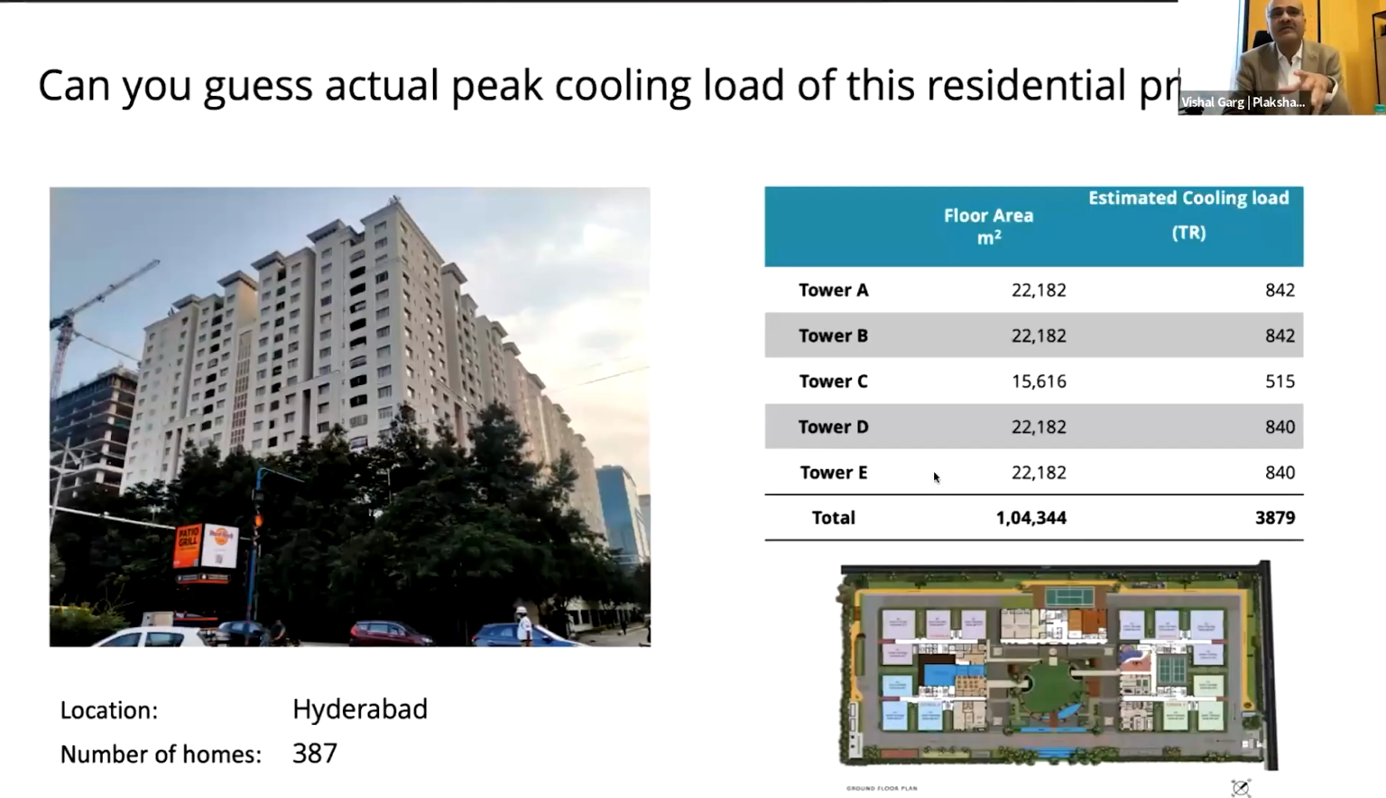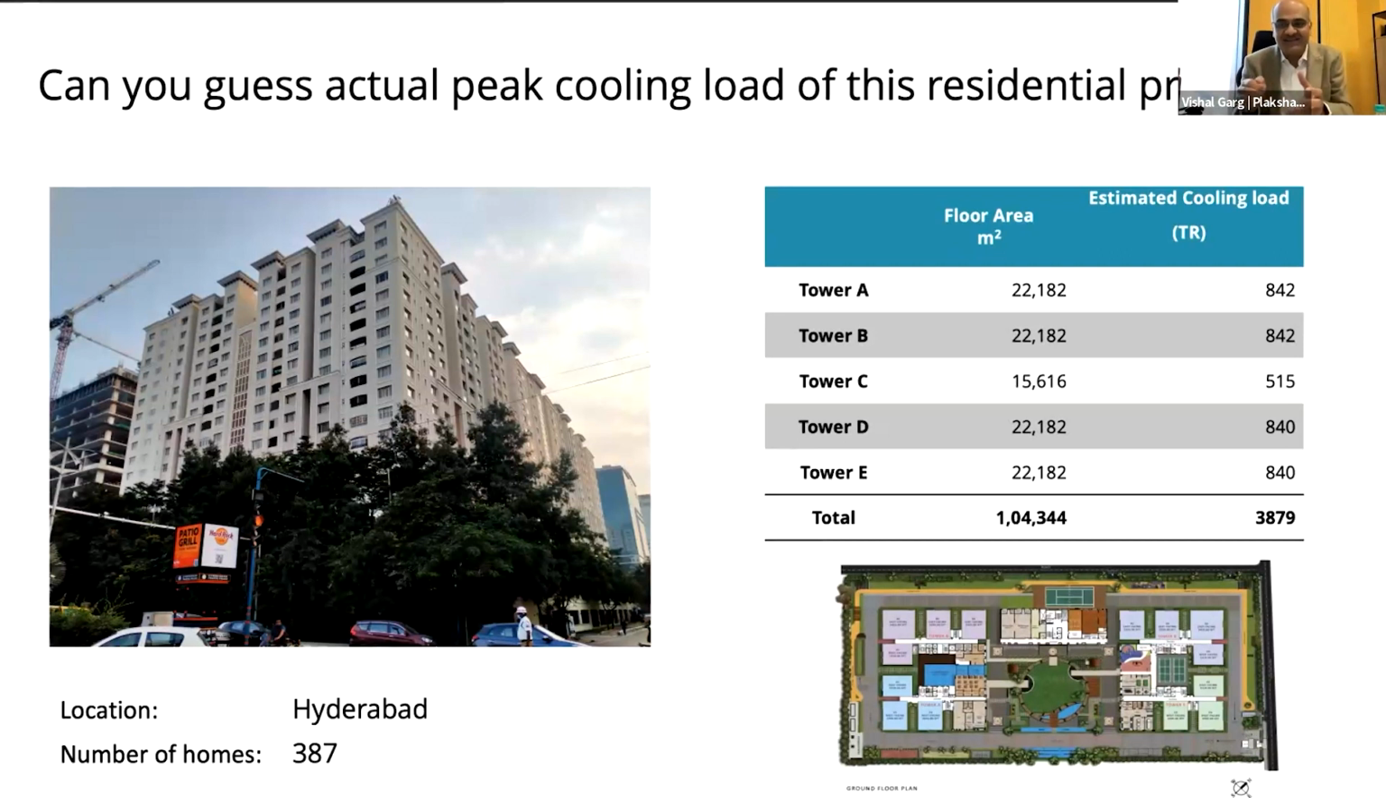So what we can do, we can aggregate the demand and have a centralized place where we can have a centralized chiller and centralized storage. To give you an idea of how beneficial it can be, we did a case study of a residential complex in Hyderabad, and this complex has 387 flats. The indoor unit total tonnage was about 3,880, so approximately 4,000 tons.